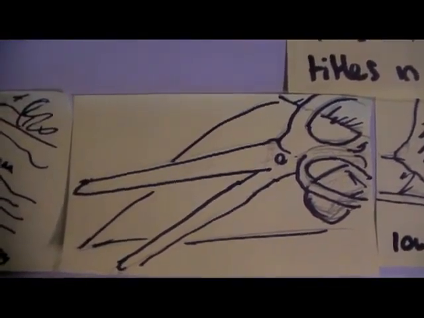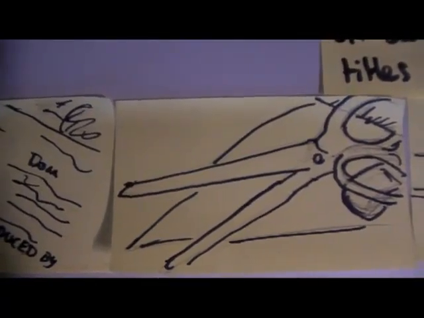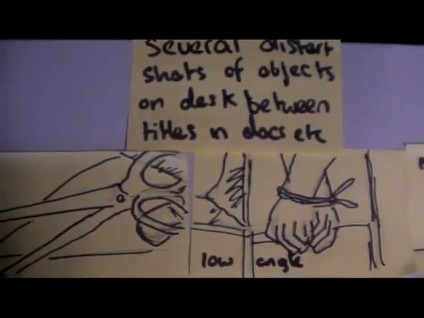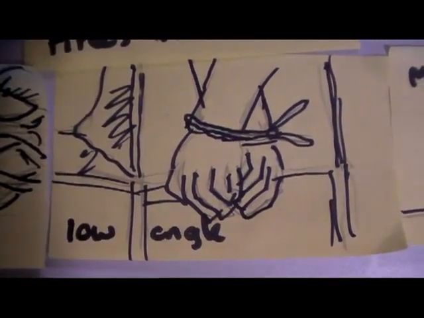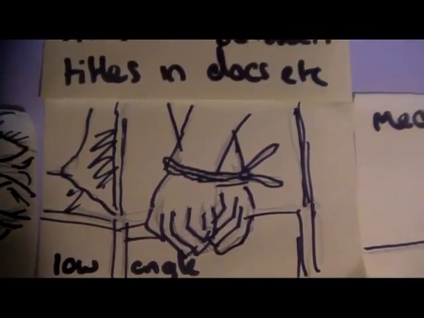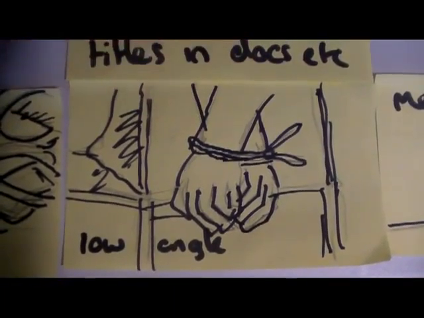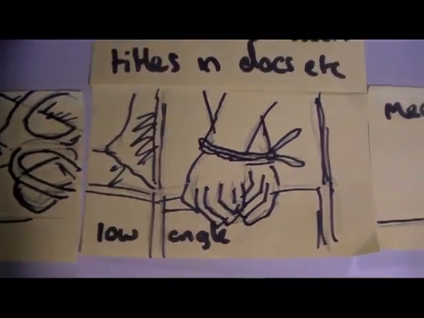So moving on to the one with the scissors, we're going to have lots of shots like this which distort certain objects to make them seem quite intimidating. Moving on to the next one, we'll have several shots of the scissors, and then we're going to cut in between the shots to shots of the antagonist, who's currently tied up in the chair.